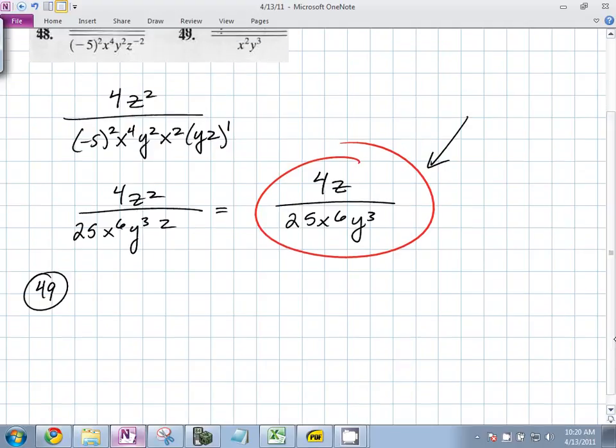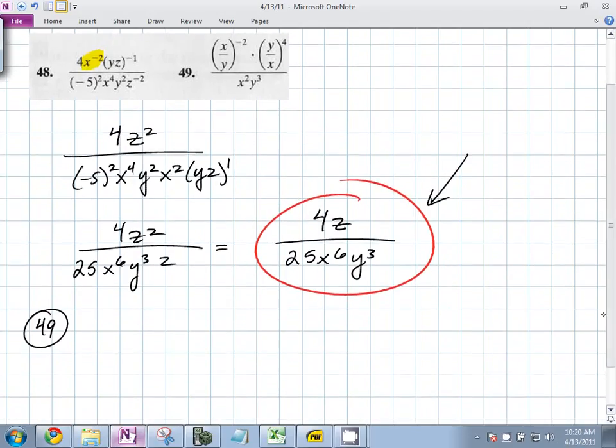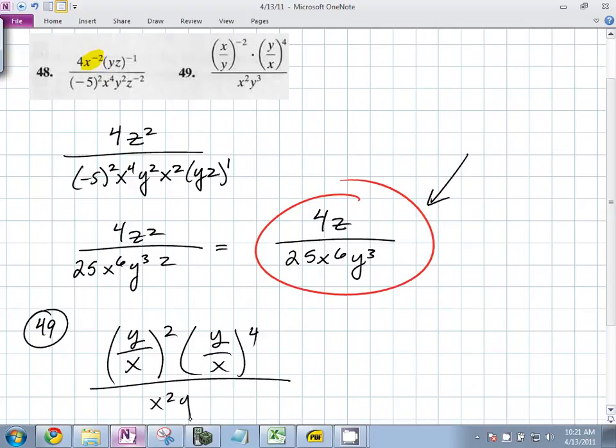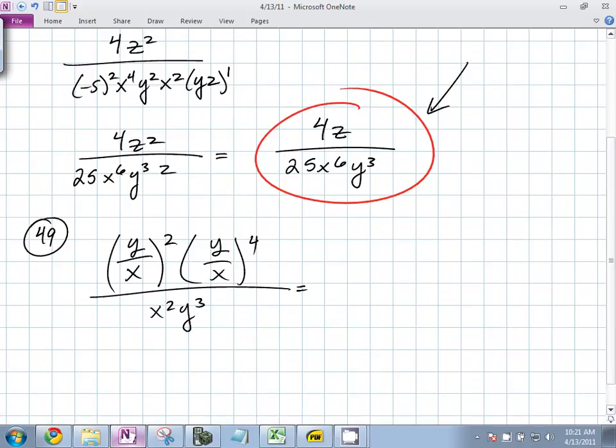49. What's the added fun to 49? Yeah, more fractions. The way I would do this, I'd flip that over. That's what I would do first. What do I do next? Someone tell me concretely, specifically, what I should do next. Yeah, kind of do out the exponents. Yeah, exactly. So end up with y squared over x squared times y to the 4th over x to the 4th, all over x squared y cubed.